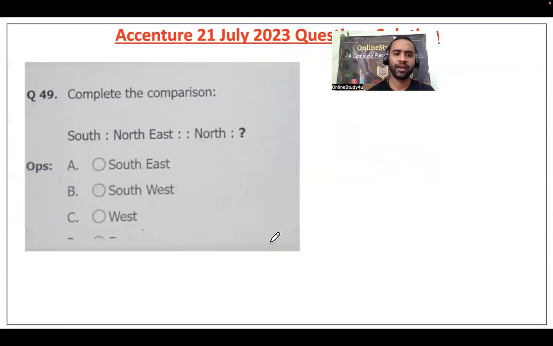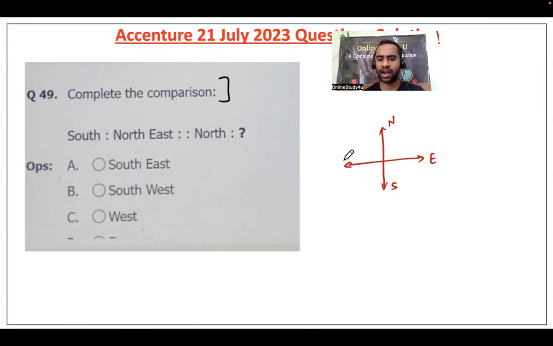Now next problem, friends, complete the comparison. So we have south, we have northeast. Now this question can be solved using direction. So north, east, south, and west. So south is here, and where is northeast? So northeast will be in this direction.